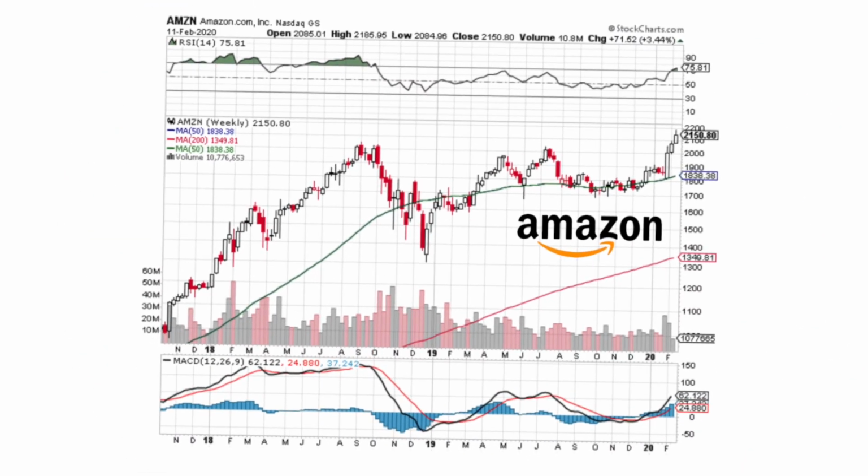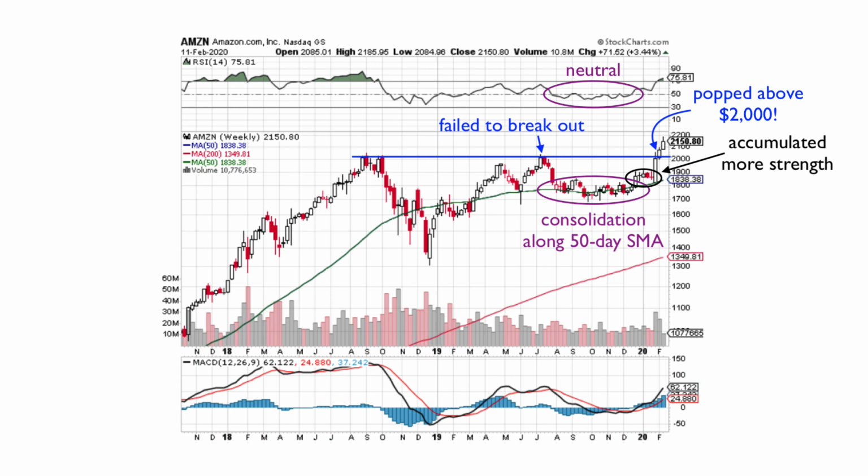Lastly, we have Amazon. The stock failed to break out in July 2019, and it retreated to the 50-day simple moving average. Then it traded at neutral territory, which was an RSI of about 50 for a few months before it accumulated strength at about $1,900, and finally popped above $2,000.